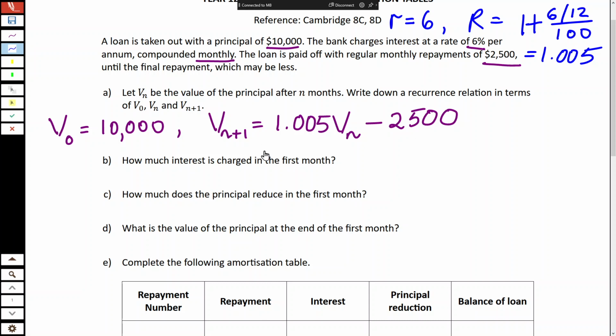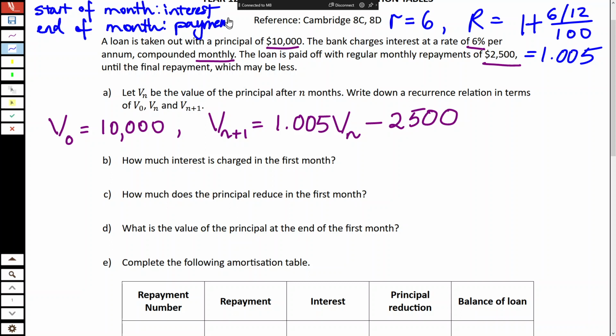Okay, so now we're going into new territory. We're going to look more closely at the loan. So the bank's going to charge us interest. That's this part here, causing the amount to grow. And usually that happens at the start of the month. So I'll just write this down for you. Start of month, interest. End of month, payments. And the payment is here. We're making a payment of $2,500.